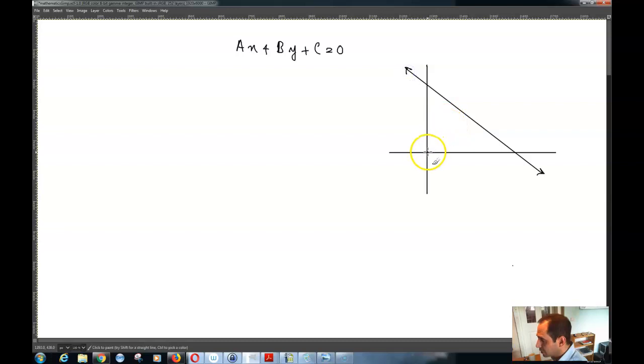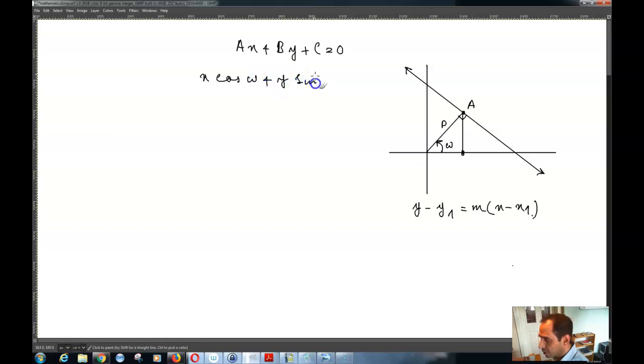If you have this line over here, we said that the length of the perpendicular from the origin is p and this angle is omega. We calculated some slope for this line based on the slope of this line, which is in terms of tan omega, and we also calculated the coordinates of this point on this line based on some triangle that we had over here. Then we used y minus y1 is equal to m times x minus x1, and we wrote the equation for this line as x times cos omega plus y times sine omega is equal to p.